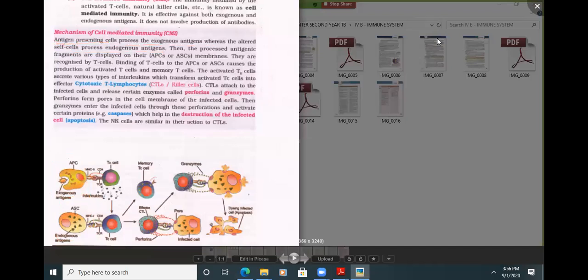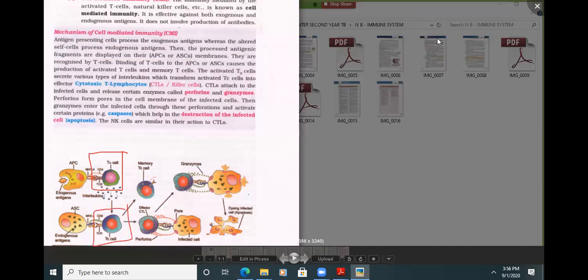Then the processed antigenic fragments are displayed on their APC and ASC. You need to check here: APC means MHC class 2, and ASC means MHC class 1. They are recognized by T cells. Here they are recognized by T helper cell, and here they are recognized by T cytotoxic cell.